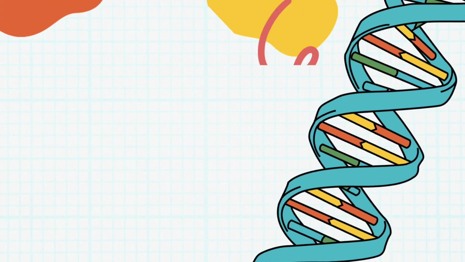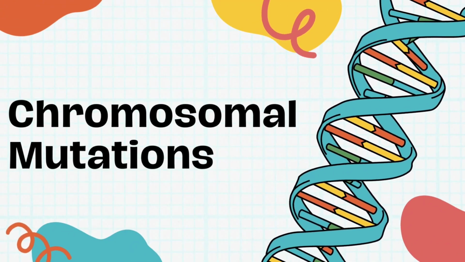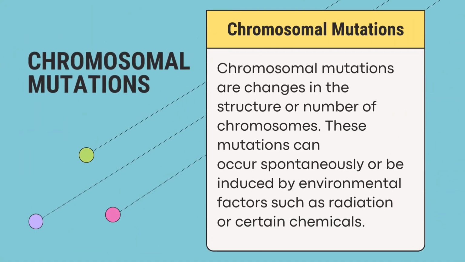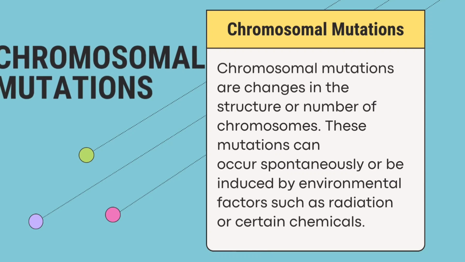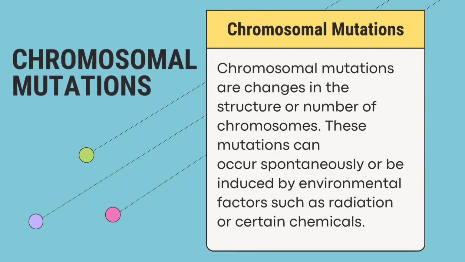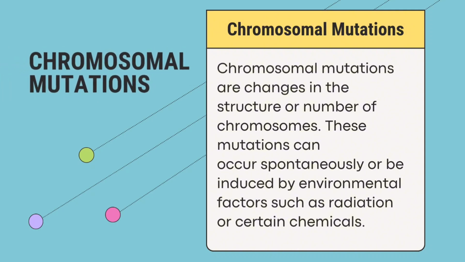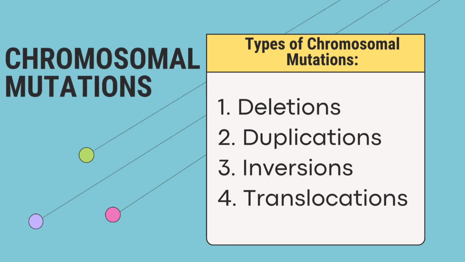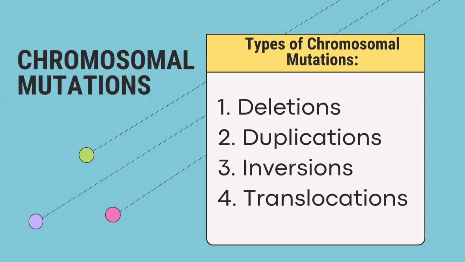Chromosomal mutations now. These are changes in the structure or number of chromosomes. This mutation can occur spontaneously or be induced by environmental factors such as radiation or certain chemicals. Types of chromosomal mutations: deletion, duplication, inversion, translocation. Deletion is when a portion of a chromosome is lost. Basically, this can result in the loss of one or more genes, leading to various genetic disorders.